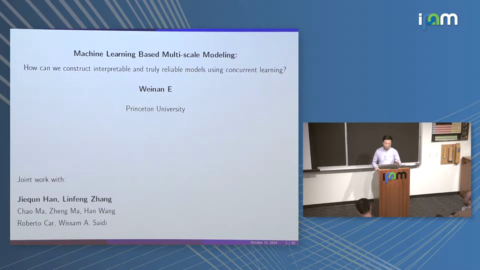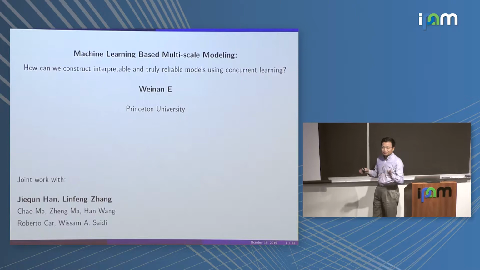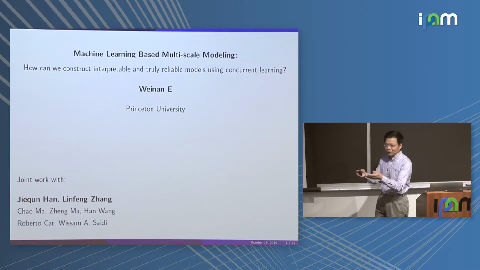So I'm going to be talking about multi-scale modeling. And the key question is, how do we construct interpretable and truly reliable models? You can see there's a lot of activity going on. If you look at the poster, there's lots of things happening. It's now fairly easy, not such a difficult task. Students can do it almost automatically: get a bunch of data and fit the data very nicely with neural networks or something like that. But then what? What do we do about this? What does that mean?